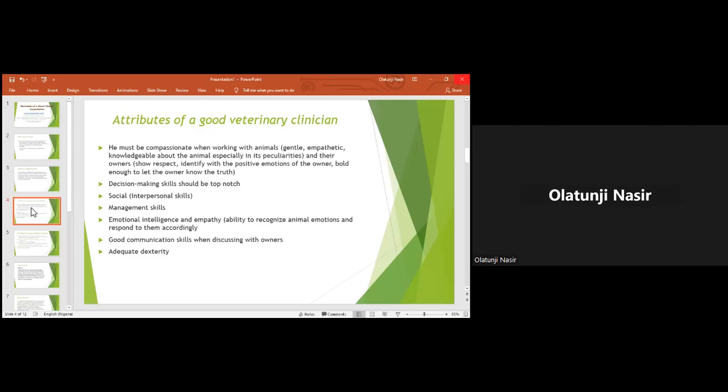A very good clinician must be a very compassionate person. Somebody will say, studying veterinary medicine itself connotes something. You must have love for animals. Unfortunately, most of us reading veterinary medicine are perhaps people who have been rejected from human medicine, or who have been rejected from pharmacy or from biochemistry.